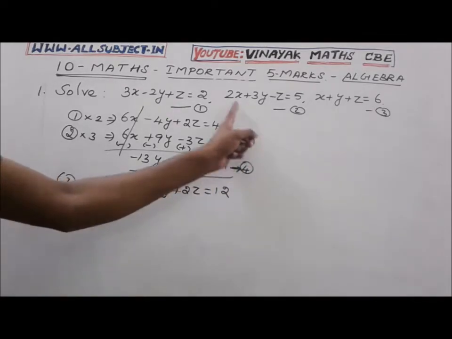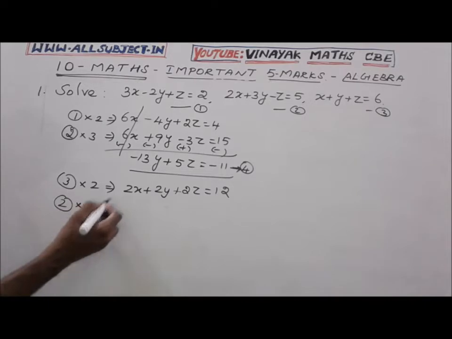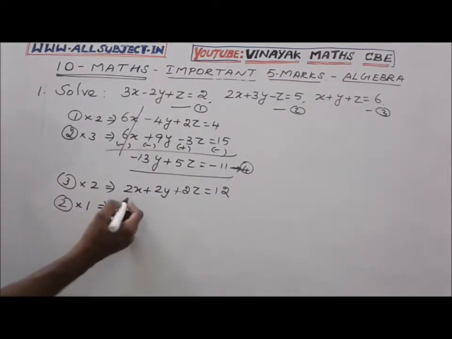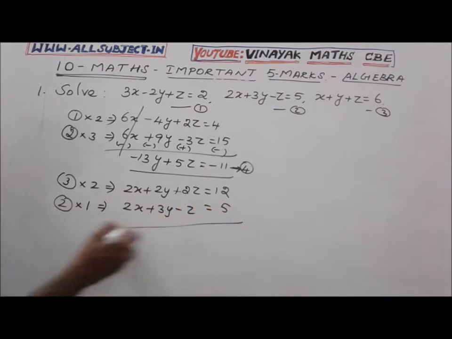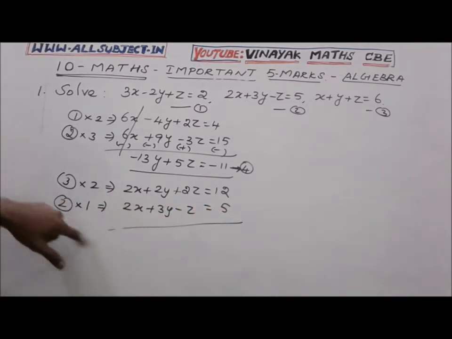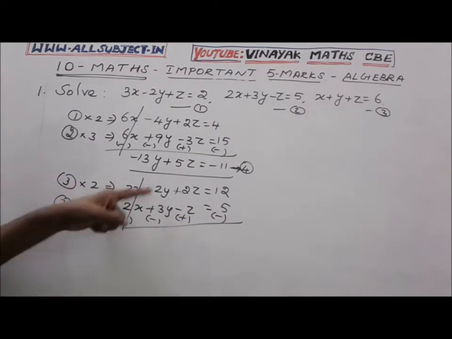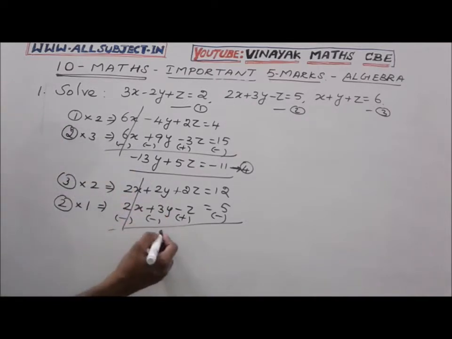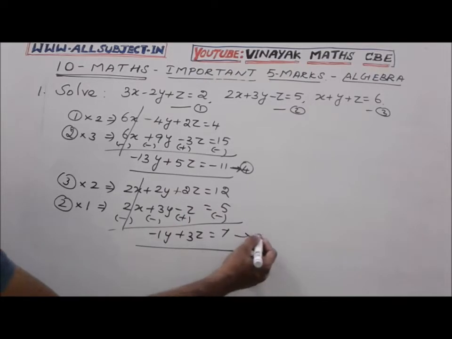Then the second equation has coefficient 2, so simply multiply the second equation by 1. That means the same equation: 2x plus 3y minus z equal to 5. Here they are equal now. So subtracting, we have minus, minus, plus, minus. Here x is eliminated. Now minus 3 plus 2 is minus 1y, plus z plus 2 plus 3z, equal to 12 minus 5, which is 7. Name it as equation number 5.